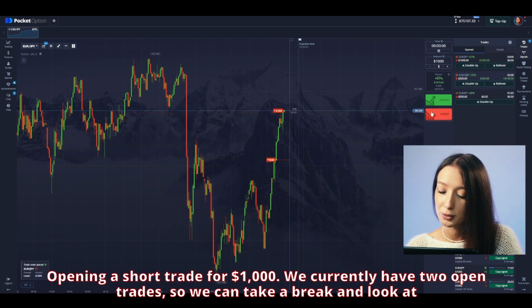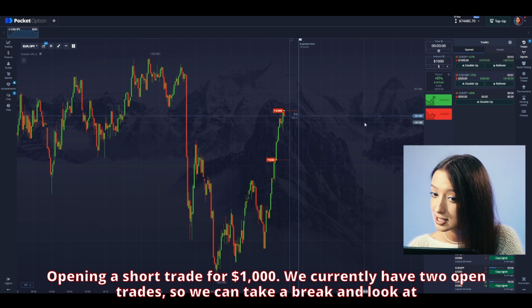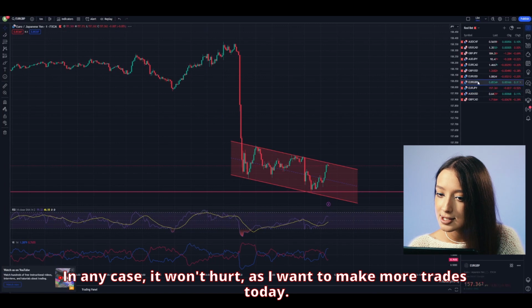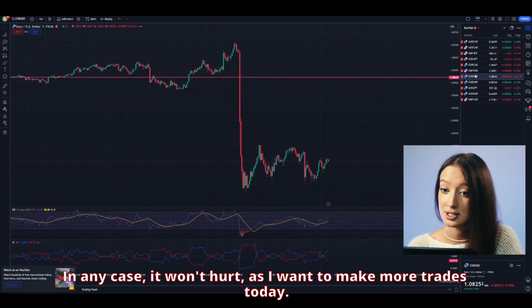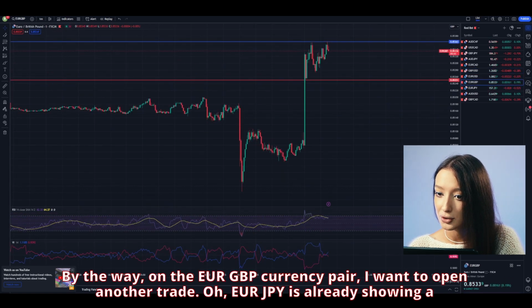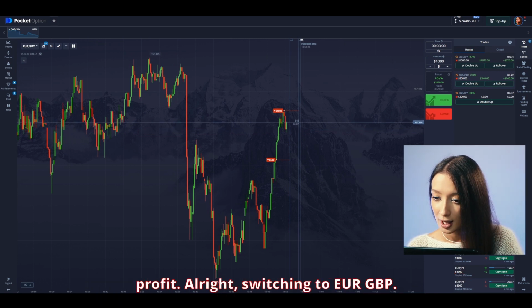Opening a short trade for $1,000. We currently have 2 open trades, so we can take a break and look at other currency pairs. In any case, I want to make more trades today. By the way, on the EUR GBP currency pair, I want to open another trade. Oh, EUR Japanese yen is already showing a profit.